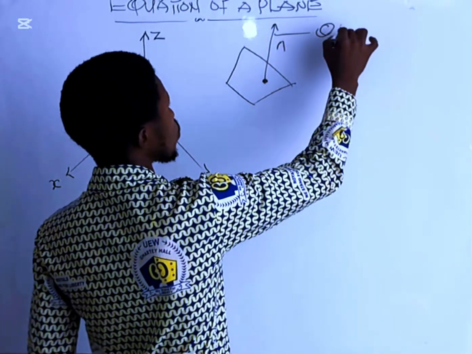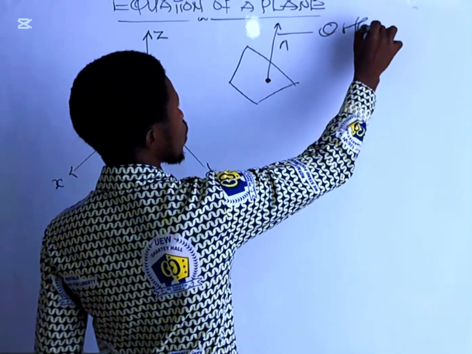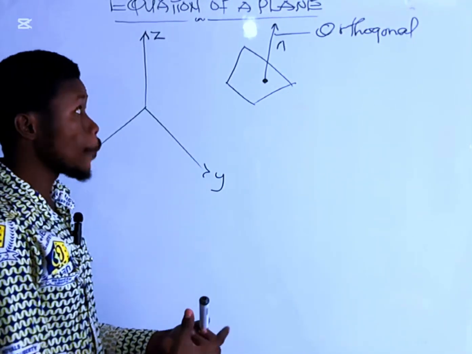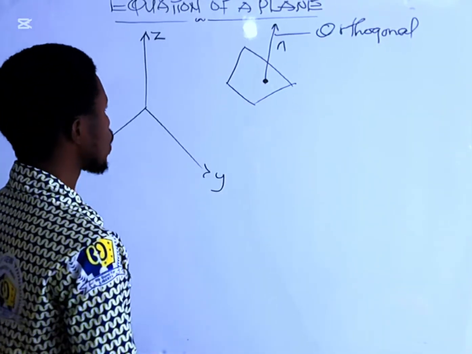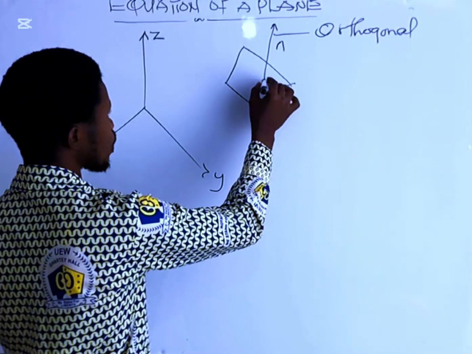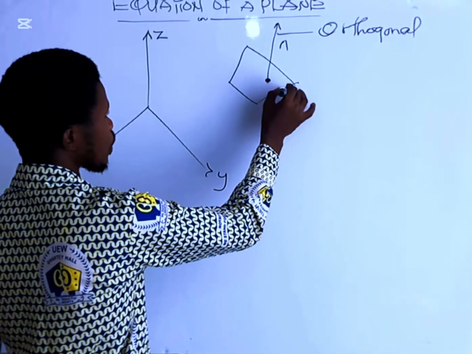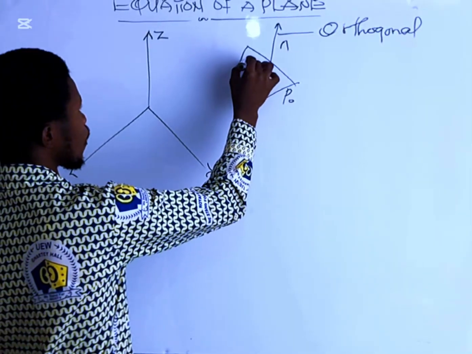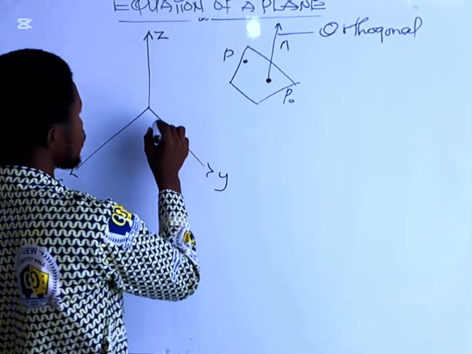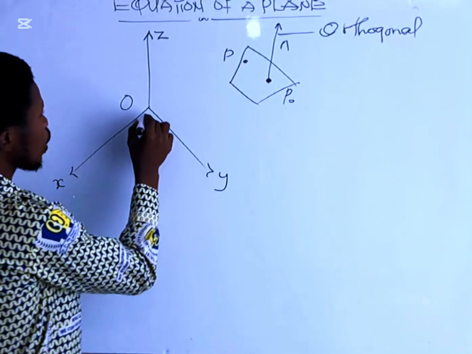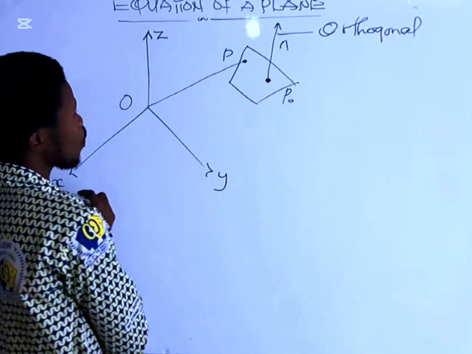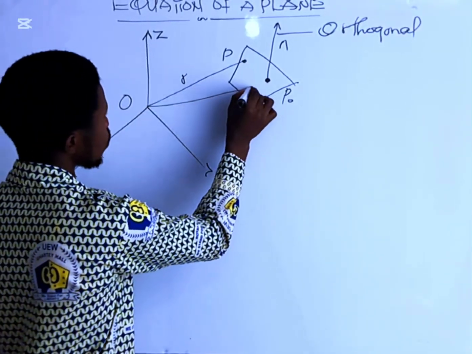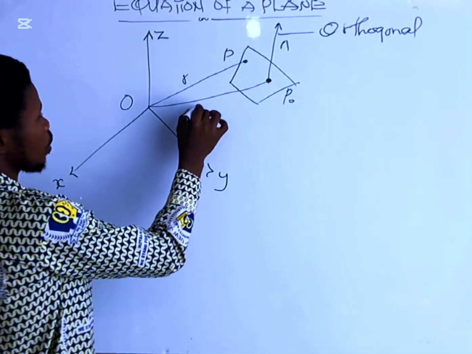So this one can also be called orthogonal. Orthogonal means perpendicular or normal. Is that okay? Now let's say that I have this point here as point P naught, okay? And I have another point here, also on the plane, as point P. Let me name here as the origin. Now from the origin to the point P, let me name it R. And from the origin to point P naught, let me name it R naught.